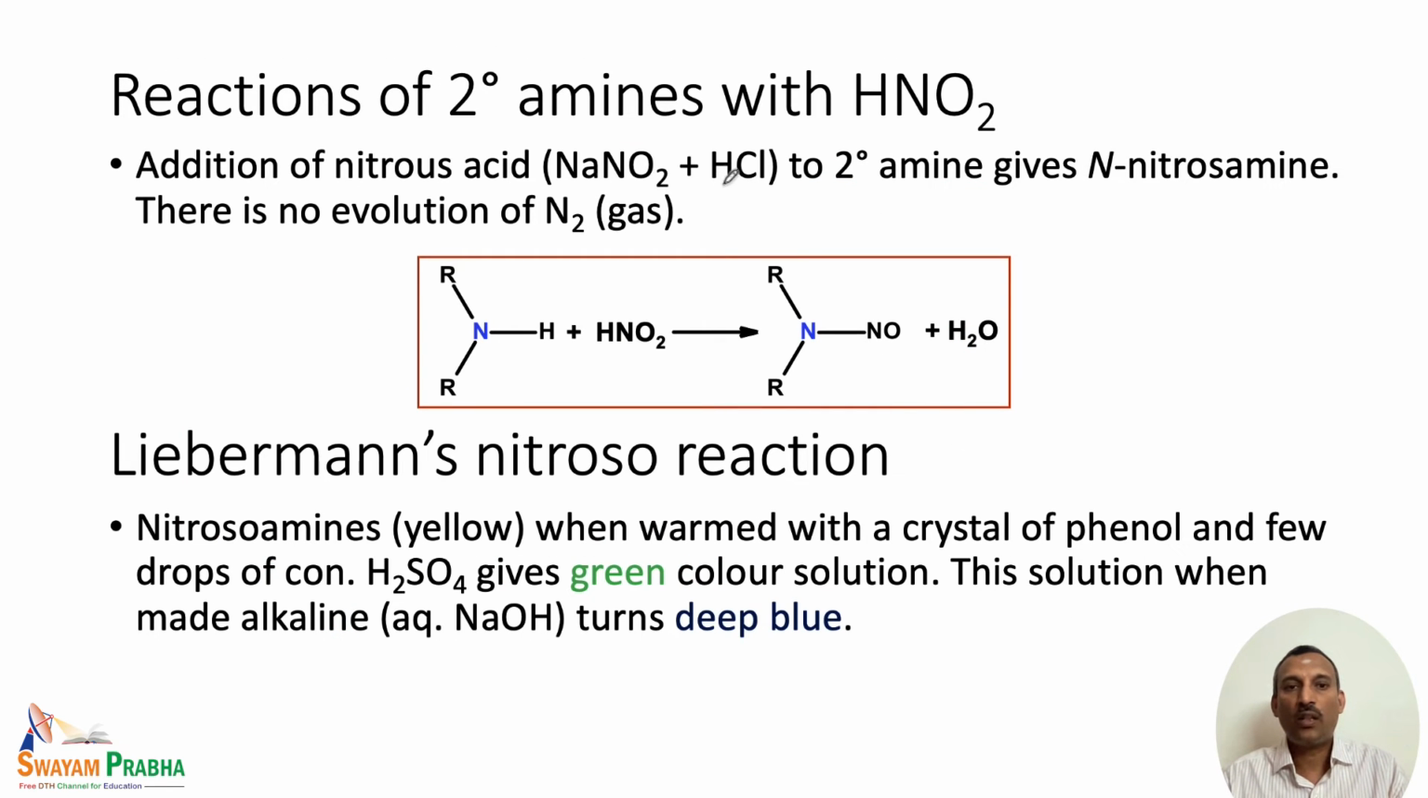If you look at the reactions of secondary amines, when treated with nitrous acid they give N-nitrosoamine as the final product. Here there is no evolution of nitrogen gas. So, this is the difference between the primary amine and the secondary amine. The primary amine actually gives a corresponding alcohol derivative with the loss of nitrogen gas. The secondary amine gives only the N-nitrosoamine derivative. There is no nitrogen gas that is evolved in this particular reaction.